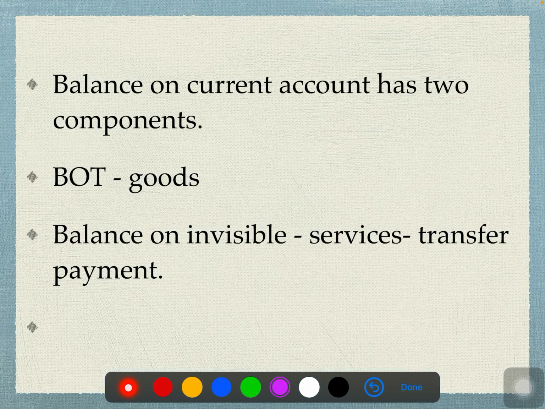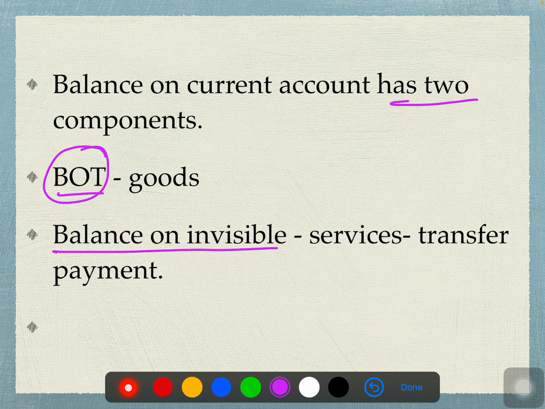So the next one we're going to talk about: the balance on current account has two components, that is BOT and balance on invisibles. What is BOT here? The balance of trade. BOT means balance of trade. In the balance of trade, we maintain a record of only goods, not the services, only goods.